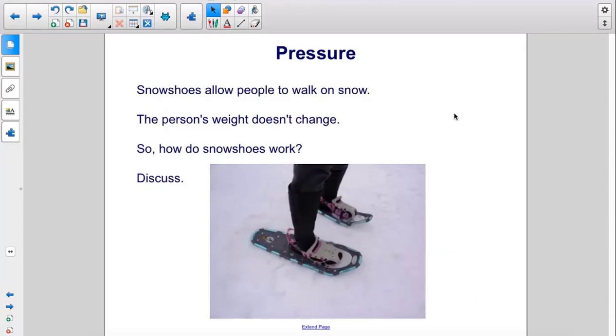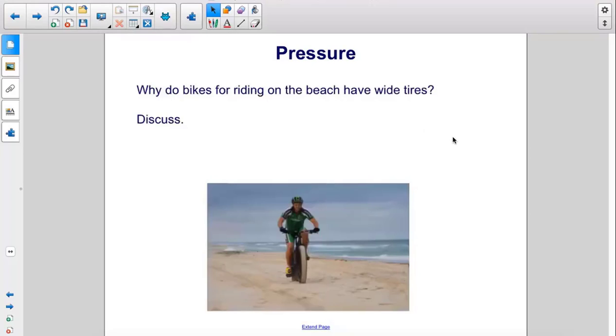Snowshoes allow people to walk on snow. The person's weight doesn't change. So, how do snowshoes work? Discuss. Why do bikes for riding on the beach have wide tires?